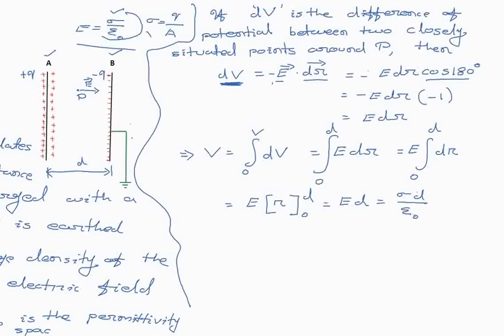But again we know that sigma is the surface charge density, and its value is equal to Q by A, where A is the cross sectional area of the plates of the capacitor. So this is equal to Q d divided by epsilon naught into A. Here we replaced this sigma by Q and A.